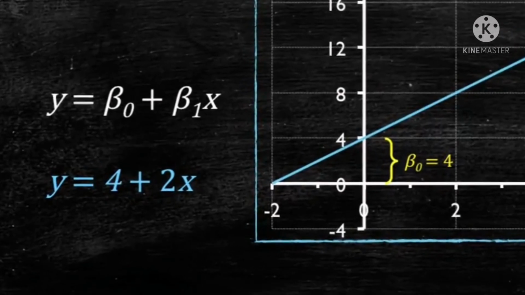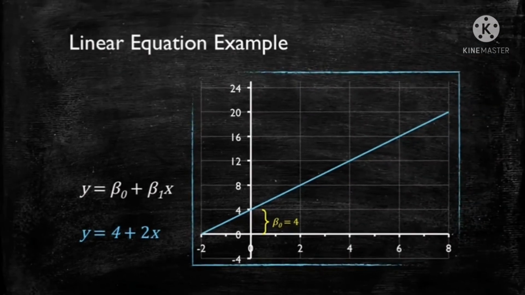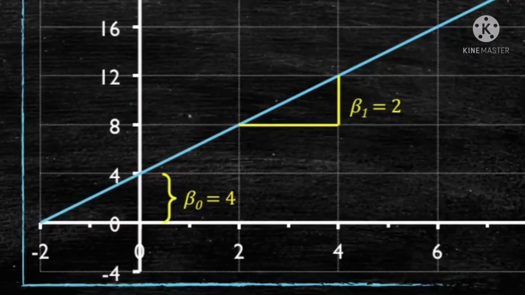In this case, if x had a value of 0, y equals 4. And we see here that the line is crossing the vertical axis 4 units above the horizontal axis. The slope in this case is 2, and it means that for every unit increase of x, y will increase twice as much, or 2 times as much. We see here that x increased from 2 to 4, while y increased from 8 to 12, twice as much.